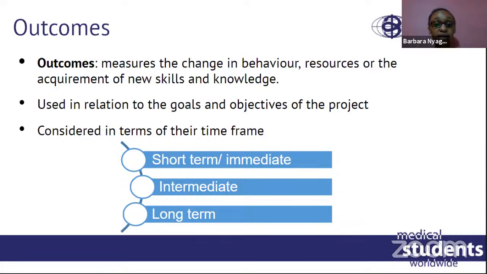For example, you can have short-term or immediate outcomes, which are what you will see immediately after you conduct your activity. Intermediate outcomes, which could come a short time after the activity, and long-term outcomes, which will occur way afterwards. And most times you find the long-term outcomes can end up being permanent results of your activity. Next slide.